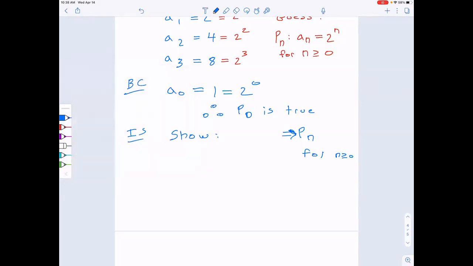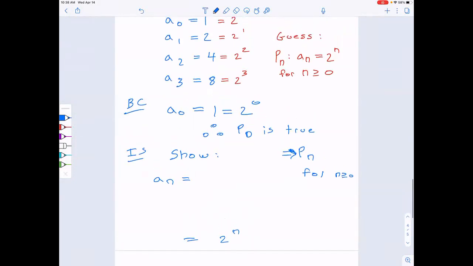So I want to write a sub n as 2 to the power of n. That's the puzzle that we need to figure out. Right, that's what P sub n says, so I need to prove that. Induction allows me to look at the previous cases, or in this case, numbers that are smaller than n: n minus 1, n minus 2, and so on. So we get to assume all of those are true.